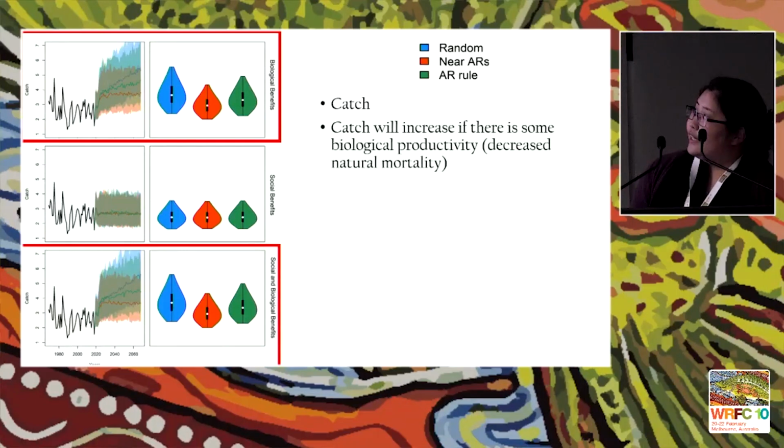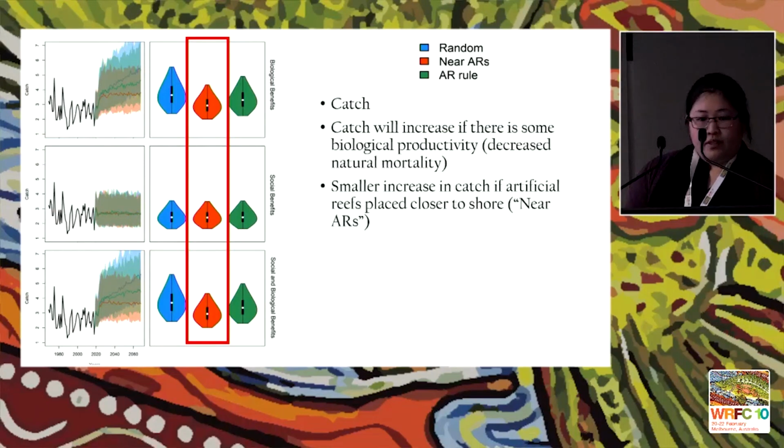So now we're looking at catch. These results are a bit of a surprise, but catch will only increase if our fisheries provide decreased natural mortality. And then there's also a smaller increase in catch if our fisheries are placed closer to shore.